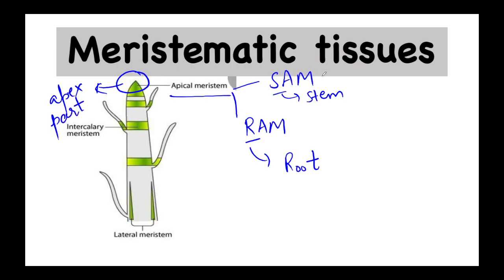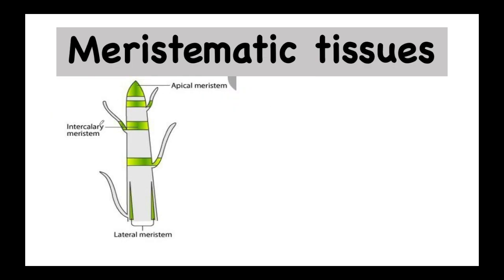Shoot apical meristem is present at the apex of the stem, and root apical meristem is present at the apex or tip of the root. This one is responsible for the growth of the stem and this one is responsible for the growth of the root. Now come to the intercalary meristem. This is present between two nodes. Do you know the meaning of nodes? Okay, I am telling you.